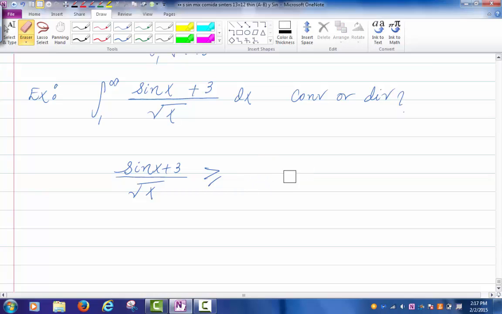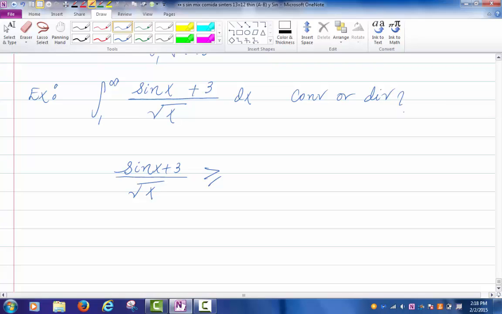Well, why is that the case? Let's see. Sine x plus 3. You just said sine x is between -1 and 1. The largest value of sine x plus 3 is 4. The smallest value is 2. What can I say about the numerator? Can you tell me what's the smallest value of the numerator? The smallest value of the numerator is 2, right? When sine is -1, you get 2. So the smallest possible value of the numerator is exactly 2.